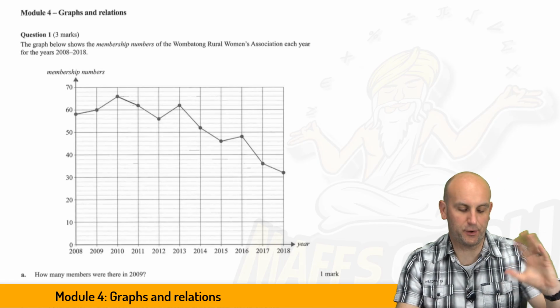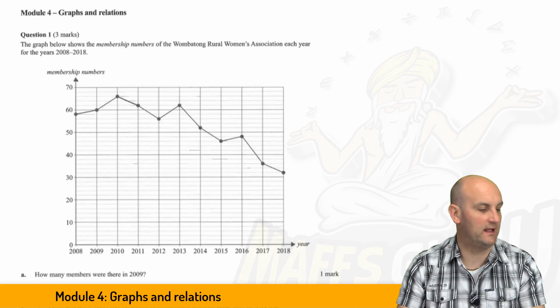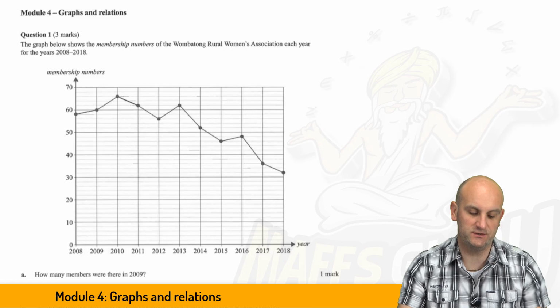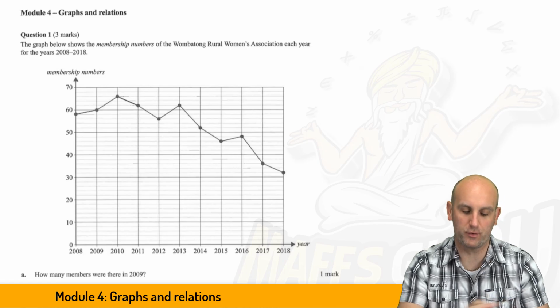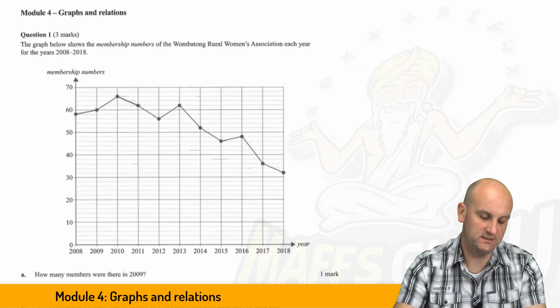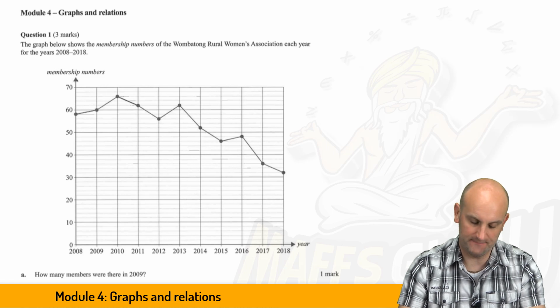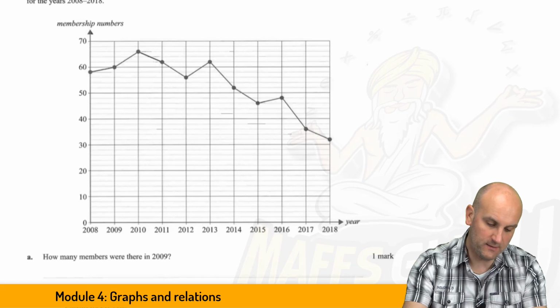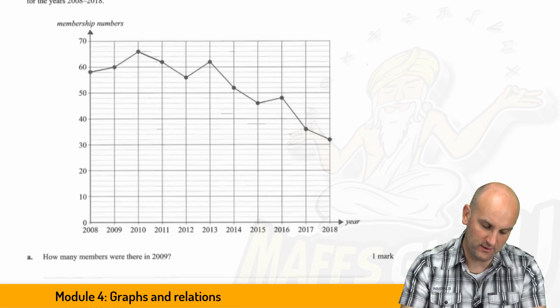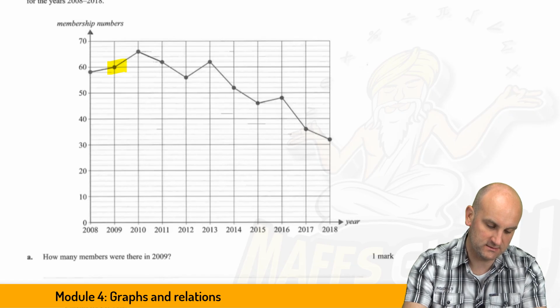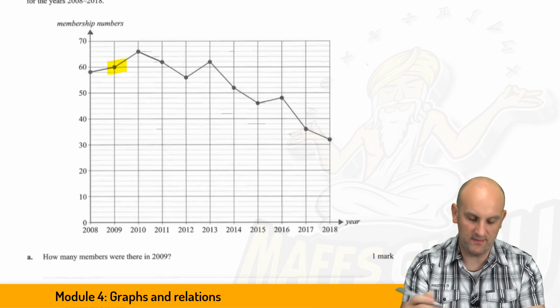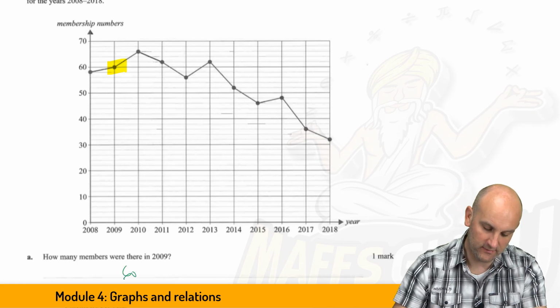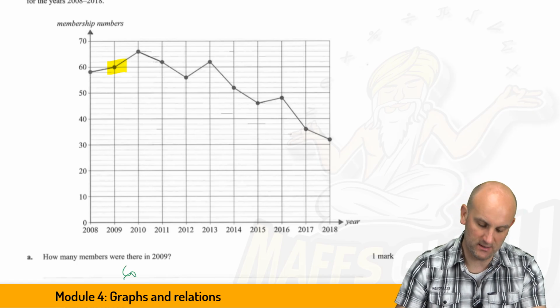Okay, so starting Graphs and Relations Module 4, this is the last module, and it says the graph below shows the membership numbers of the Wombetong Rural Women's Association for each of the years 2008 to 2018. First question, hopefully nice and simple, just to ease me in. How many members were there in 2009? Well, there was 2009. That's a beautiful value. It's right there on a cross point. So I'm just going to write down that there were 60 members. Fabulous.